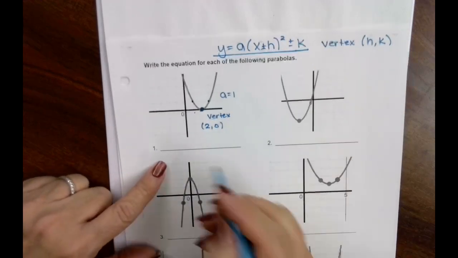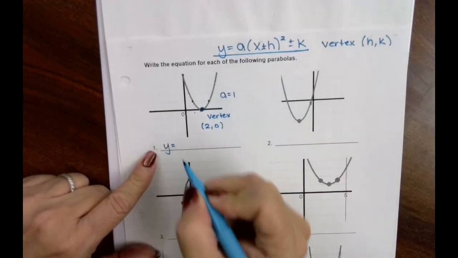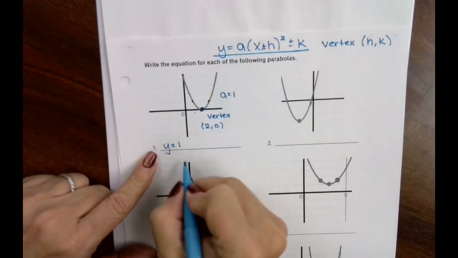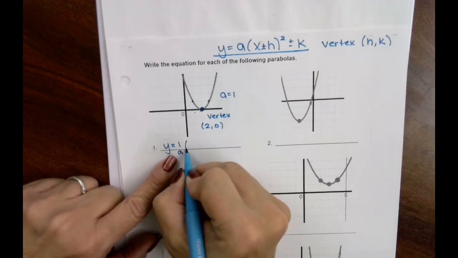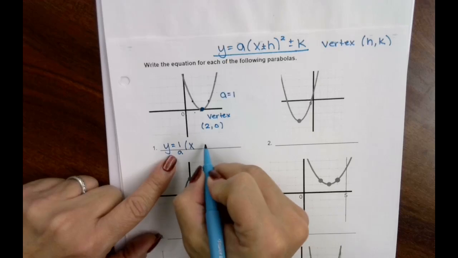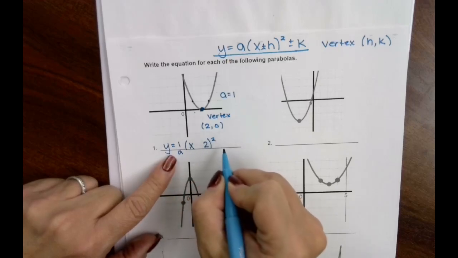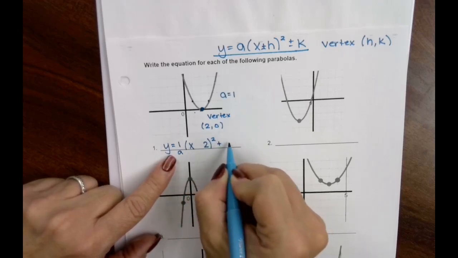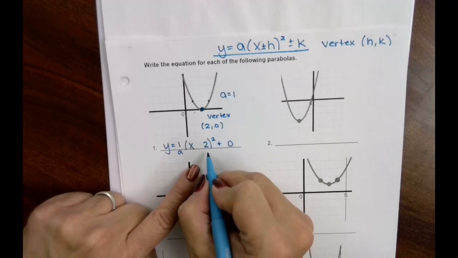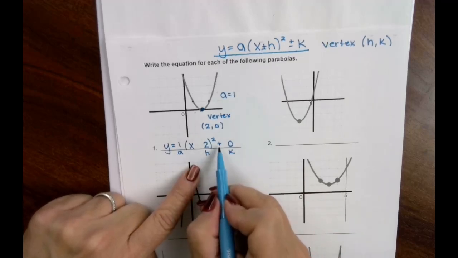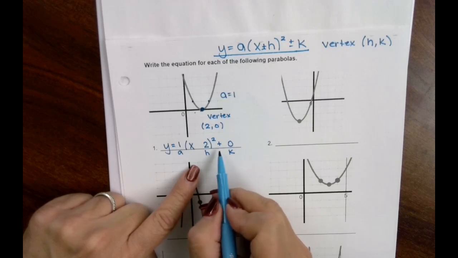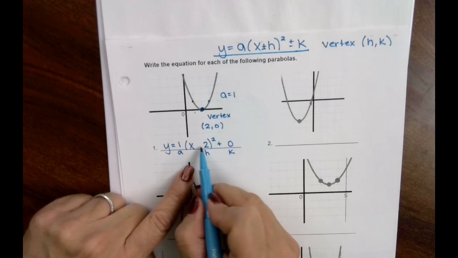So if I go down here, I would have y equals, my a value is 1. I'm going to write that this time, even though we won't do this in the long term. And then I'm going to have (x minus h) squared, and this time I'm going to put plus 0. So this is my h value, and this is my k value, right? And it doesn't matter because this is 0. It doesn't matter if I say plus 0 or minus 0. What I'm going to try to figure out here is what sign goes in here.